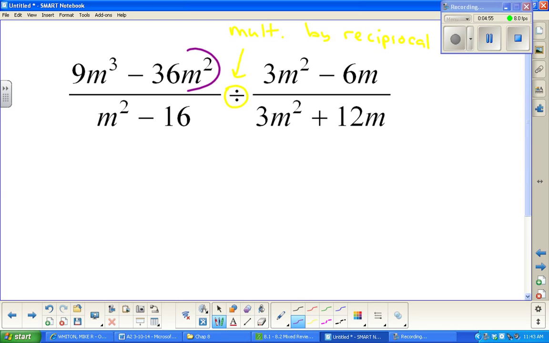This top left term here, or terms, that's factorable. It has a common factor. Same thing with the term below it, the m squared minus 16. So let's start factoring every single piece. We always want to factor first.